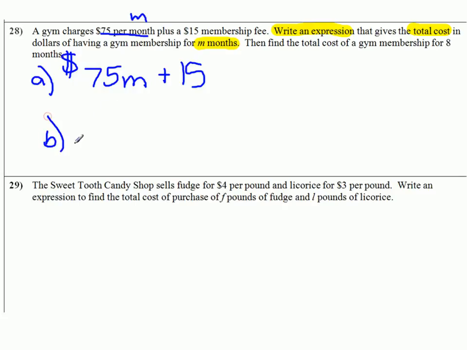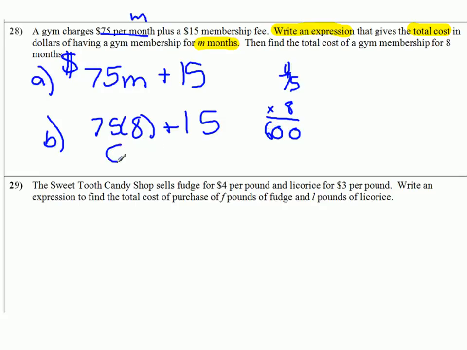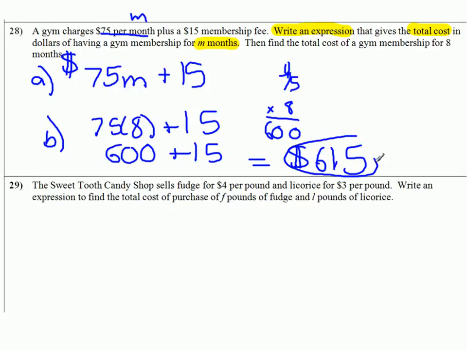Part B now says, using this, find the total cost of the gym membership for 8 months. So I'm going to have to do 75 times 8 plus 15. This is very similar to what we did with evaluating. On the side, I did 75 times 8. 8 times 5 is 40. 7 times 8 is 56, plus 4 makes 60. So this is $600, plus the 15 for just the membership fee, for a grand total of $615.